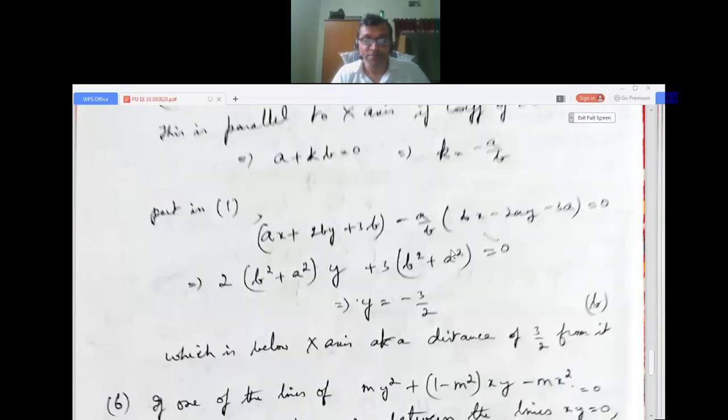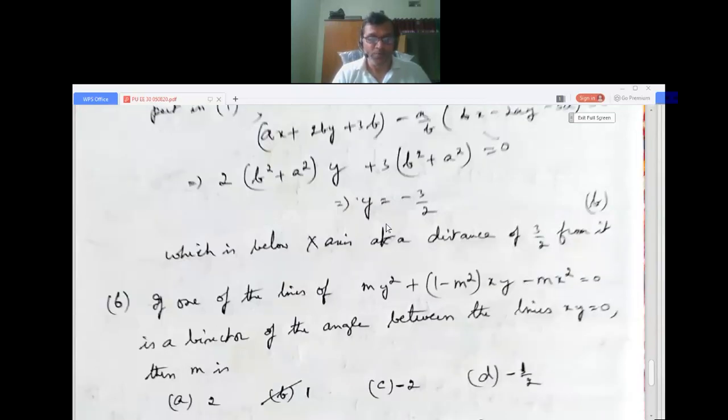I put the value of k in equation 1 and then multiply throughout by b, cancel everything which cancels, simplify and write the y terms together, x terms together and the constant, but the x term is not there. So I get 2 into (b squared plus a squared) into y plus 3 into (b squared plus a squared) equals 0. Divide throughout by b squared plus a squared. So we get 2y plus 3 equals 0. So y is minus 3 by 2.